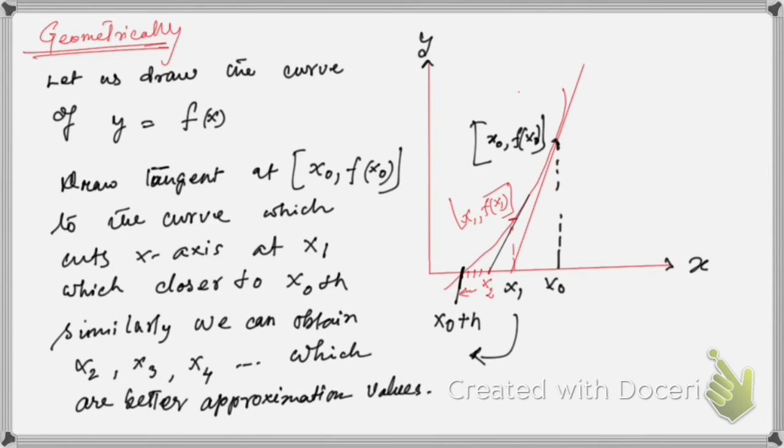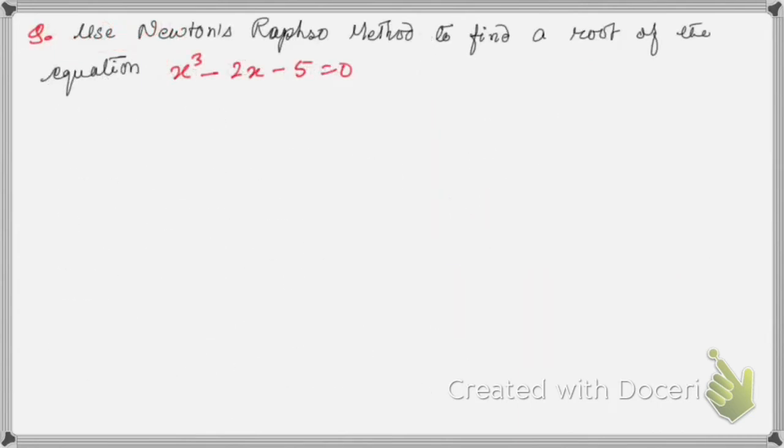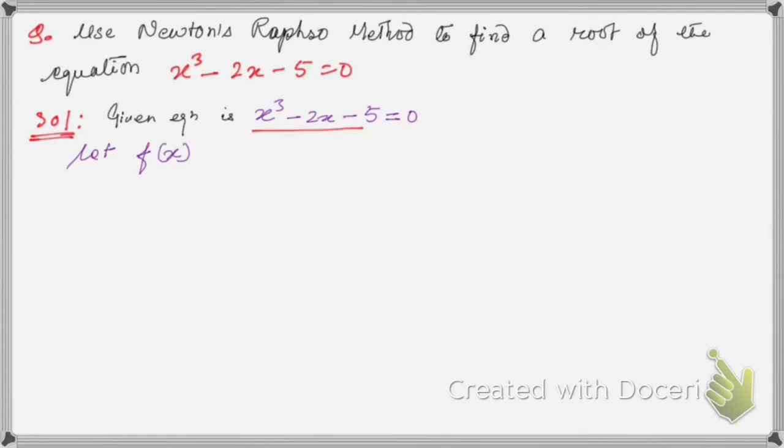Now let me show how to solve a problem using this method. Use Newton-Raphson method to find a root of the equation x cubed minus 2x minus 5 equals 0. So our given equation is x cubed minus 2x minus 5 equals 0, and let the left hand side be f of x.